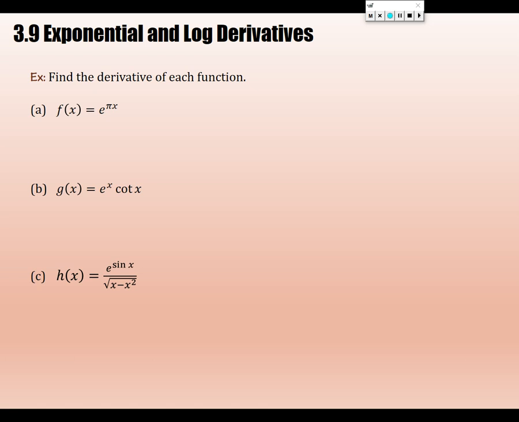So help me, how do we walk through e to the pi x? What are we going to do? Keep in mind that, of course, pi is a constant. So what is the derivative of e to the u? The derivative of e to the u is e to the u times the derivative of u with respect to x. So it's e to the pi x times pi, right? Because that's the derivative of pi x. Chain rule, because it's like the e's own thing.